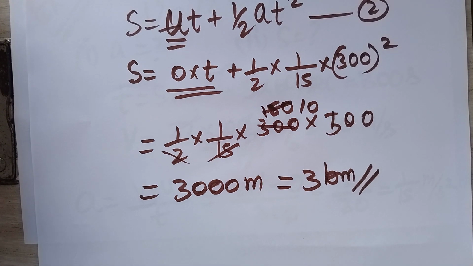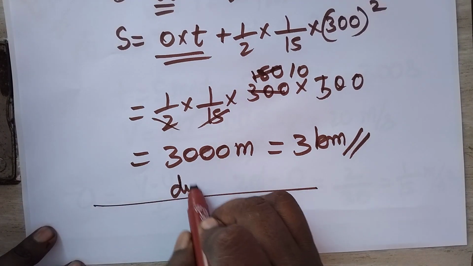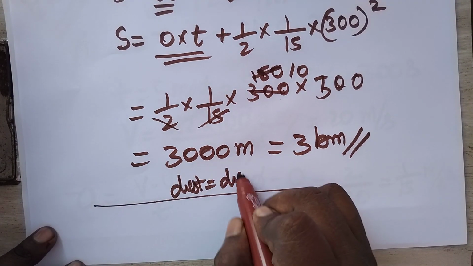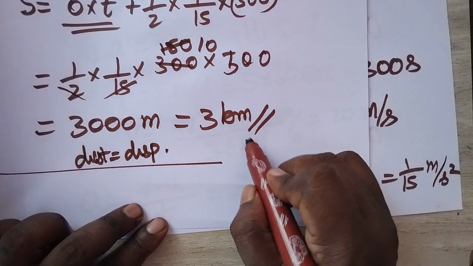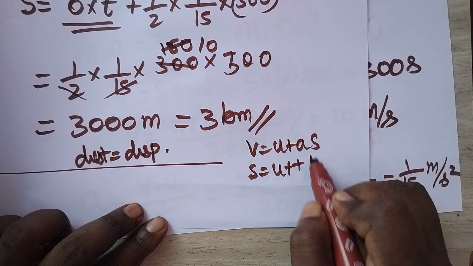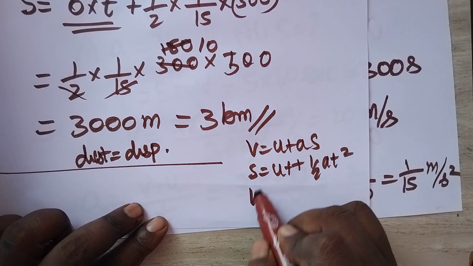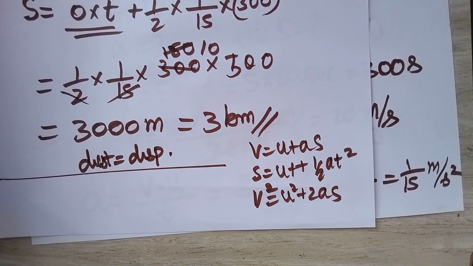Distance or displacement, okay. When the object is moving in a straight line, distance is equal to displacement. One more thing, whenever you want an equation of motion, you can use it: V is equal to U plus AT. S is equal to UT plus half AT square. V square is equal to U square plus 2AS. Whenever you require this, you can use it in the formula.